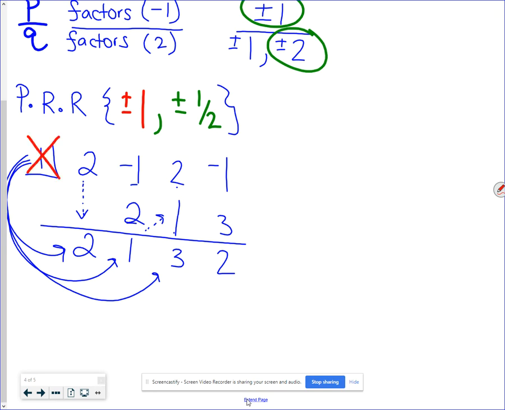So now let's see if -1 is a root. Let's try -1 out. Is -1 a root? So you're just going to do the process all over again. Again, you have no clue which one's going to work. That's why this is a long process. That's why I'm not going to be giving you a bunch of these problems.